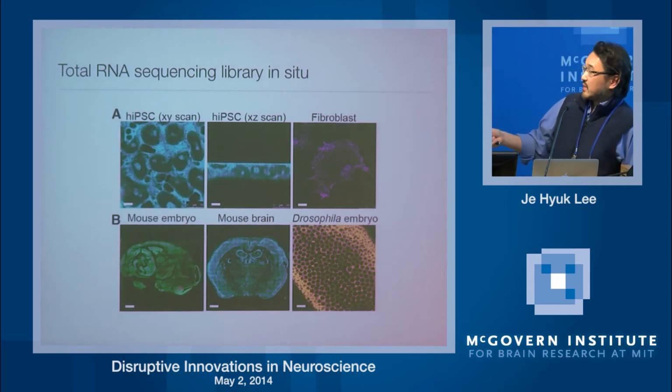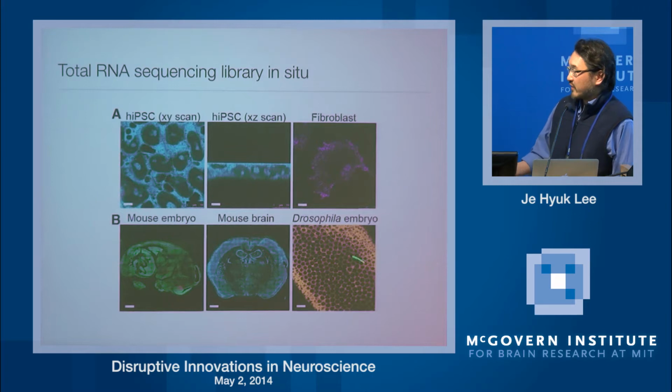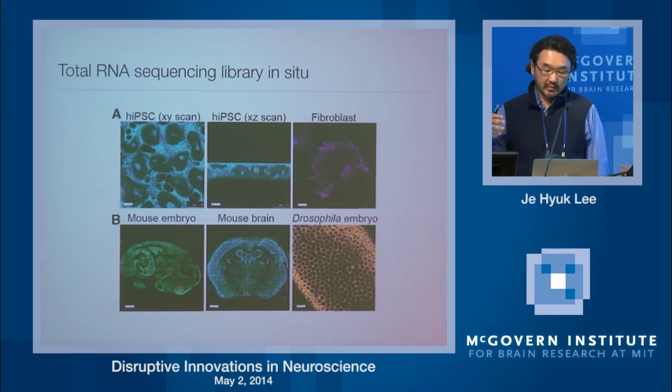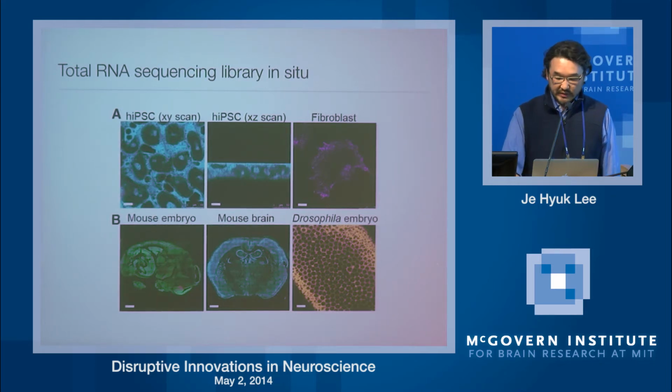So we can do this in iPS cells, fibroblasts, mouse. This is the FFPE section, so mouse embryo section, brain section from the Allen Brain Institute. This is a whole mount Drosophila embryo. Almost any sample, and I haven't shown brain organoids and several other samples. Almost any sample that we looked at, our method seems to work.